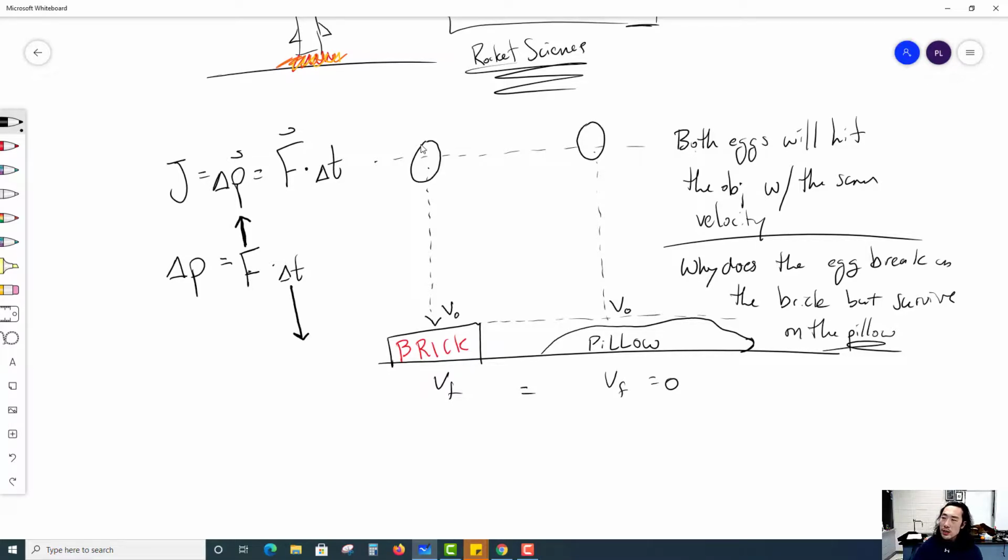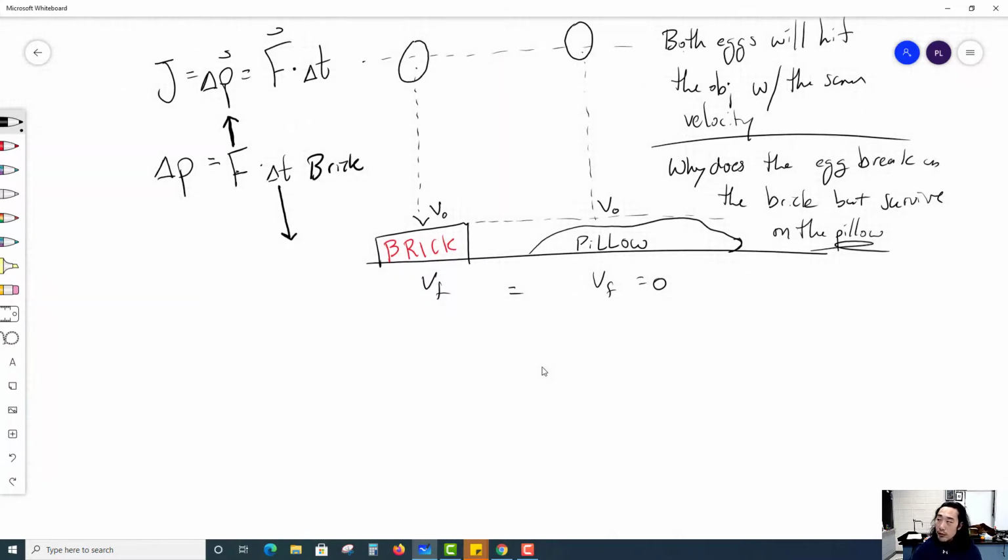And so for here, we can say that this is for the brick. There's a great force because there's a very short amount of time that the brick is in contact with the egg. However, with the pillow, the egg is in contact for a greater time. Because the egg is in a greater contact time with the pillow, the overall force that the egg experiences will go down, and therefore the egg will survive while hitting a pillow.